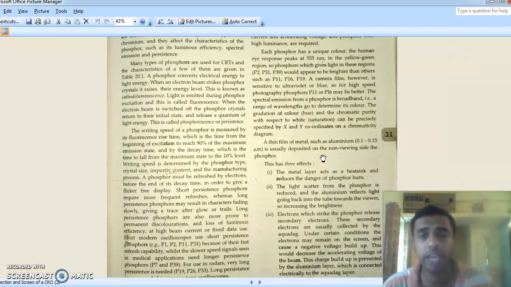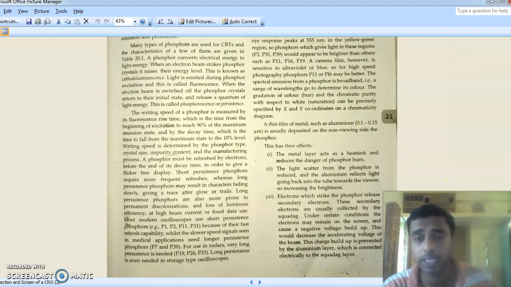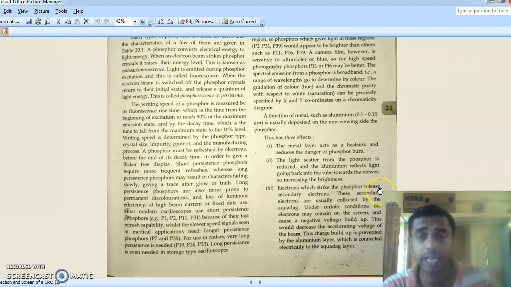After that, we have a very thin, fine film of aluminum, of micrometer thickness. What are the effects of that? It has three uses. One is that when an electron hits the screen, energy is liberated, so heat will also be liberated. The adjacent aluminum thin film, a good conductor of heat, will act as a heat sink. That will reduce the danger of phosphor burn.